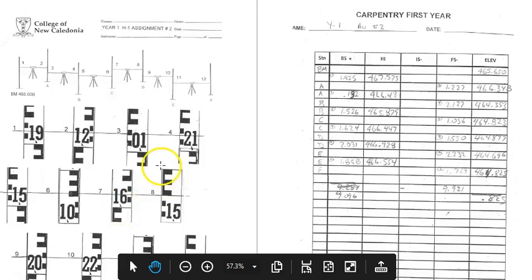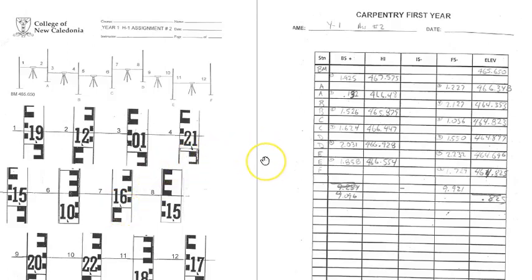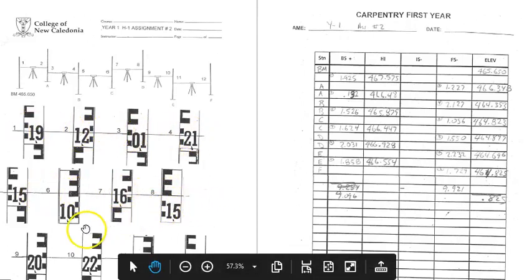Okay, this video is intended to walk you through how to do these survey instrument problems. I'm going to do my best here to hopefully help clarify some of the concepts. Whenever you're given these sheets, you've got a series of rod readings, and the first step would be to figure out what each rod reading is.